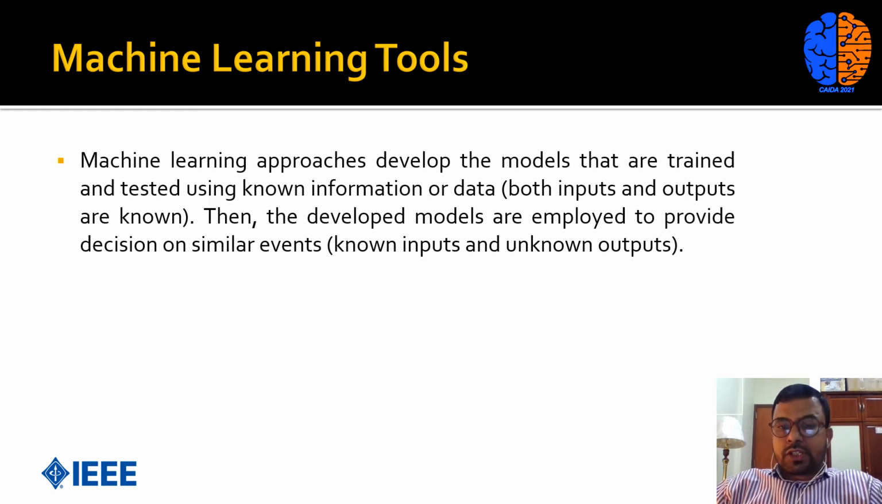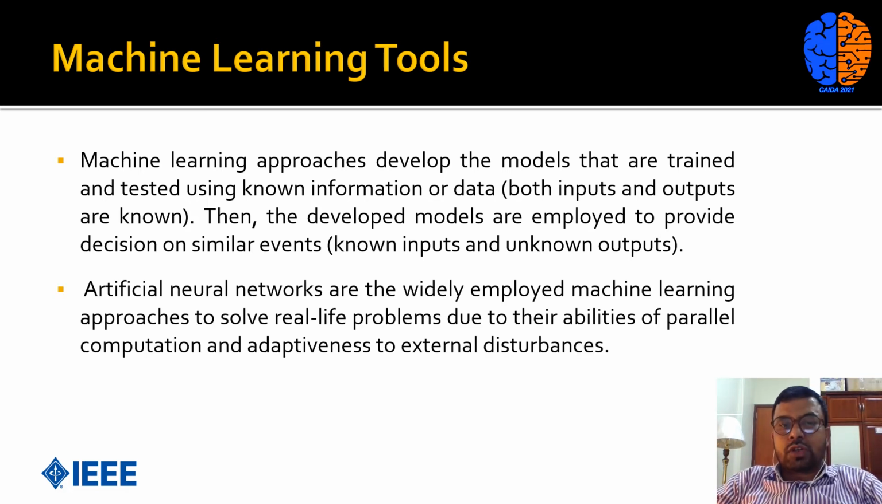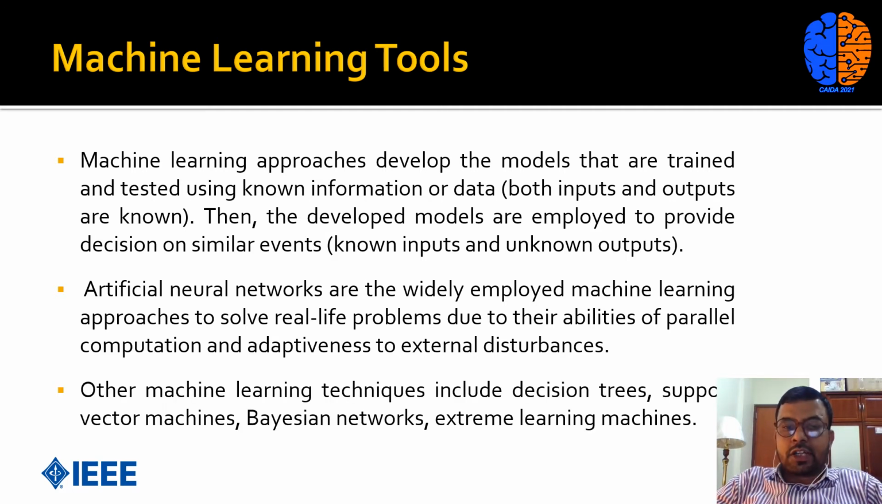Then the developed models are employed to provide decisions on similar events, where the inputs are known but the outputs are not. Artificial neural networks are the widely employed machine learning approaches to solve real-life problems, because they are capable of parallel computation and are adaptive to external disturbances. Other machine learning approaches include decision trees, support vector machines, and extreme learning machines.